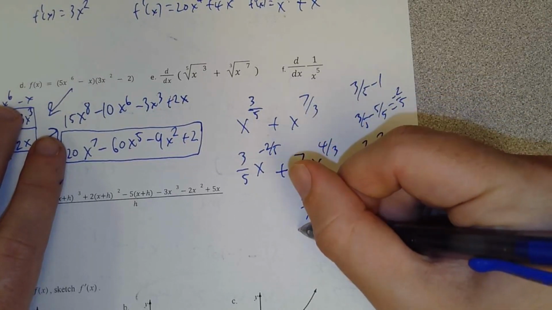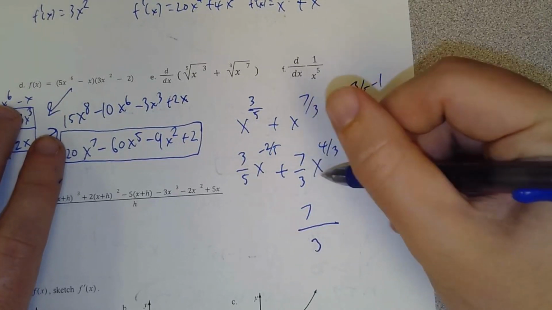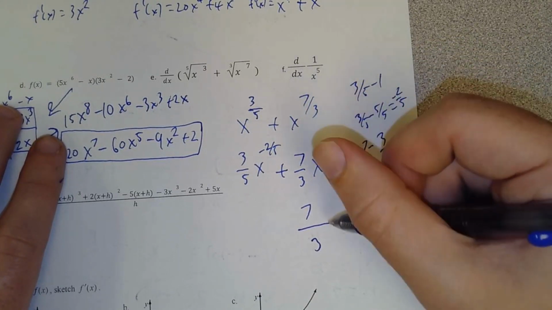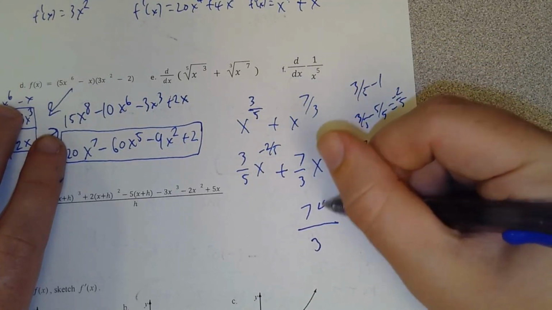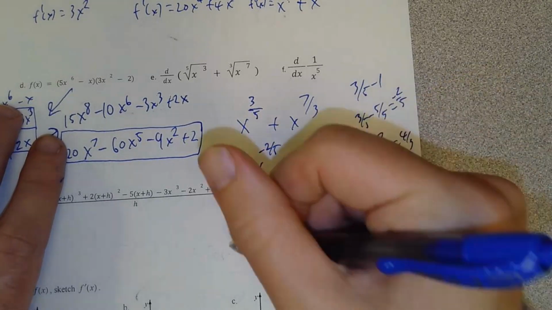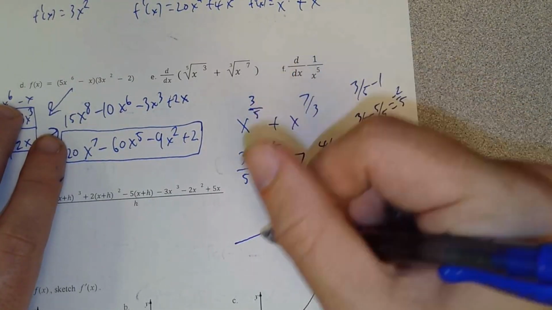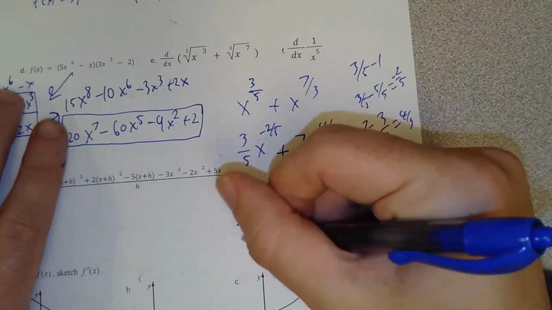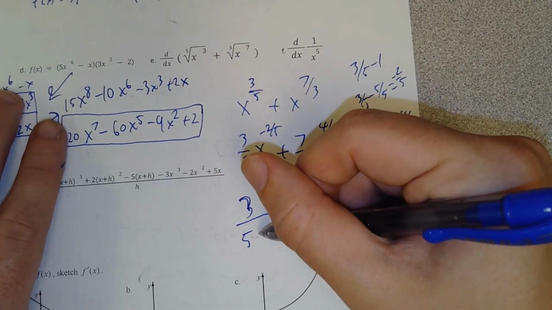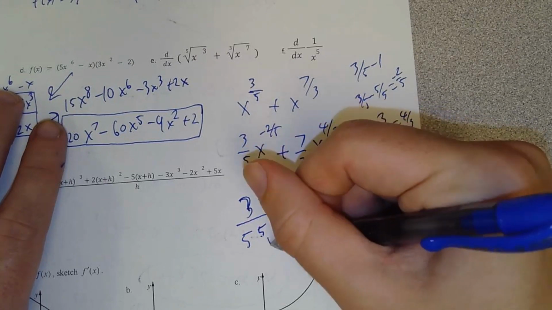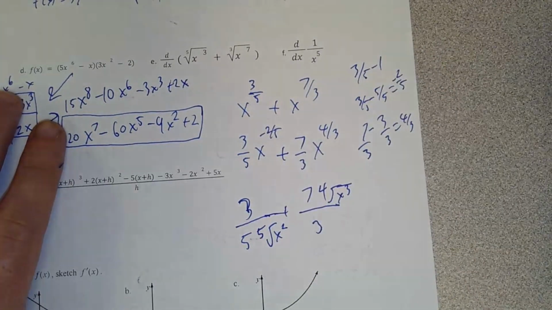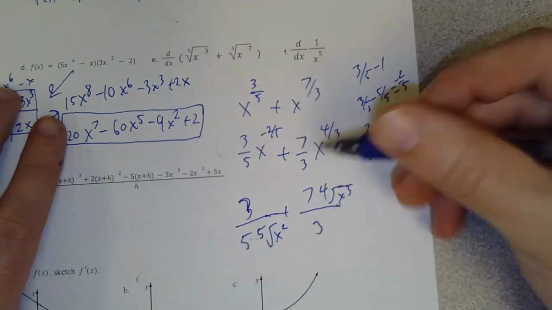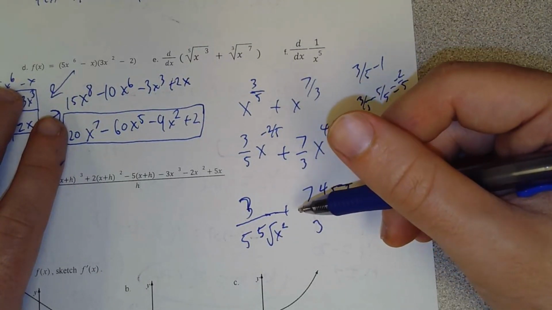This is the same as 7. These two go on top, 7 times x to the 4/3, and that's gonna be the 4th root of x to the 3rd. And then this one will move down because it's negative. It's gotta go down and be positive. 5 times the 5th root of x squared. So these two are the final answer for E.